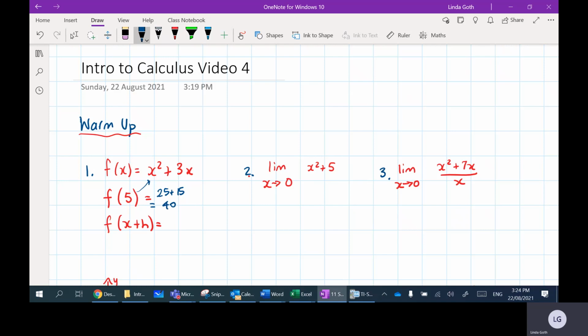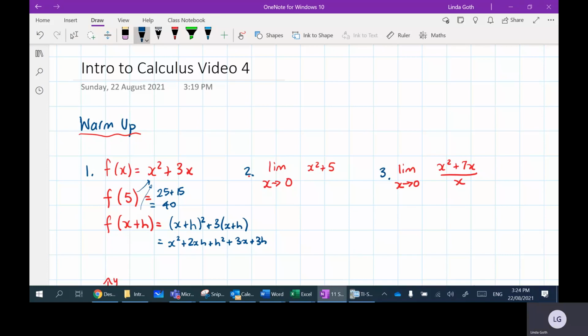Then I asked you for the function of x plus h, which means put x plus h everywhere you see x. So that would be x plus h squared plus 3 lots of x plus h. You could leave your answer like that, or if you wanted to, you could expand it. You'd do that very carefully. You'd make that x squared plus 2xh plus h squared plus 3x plus 3h.